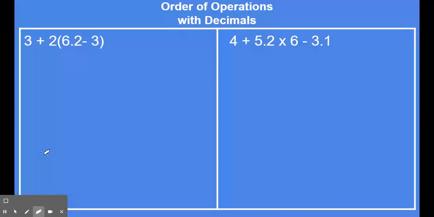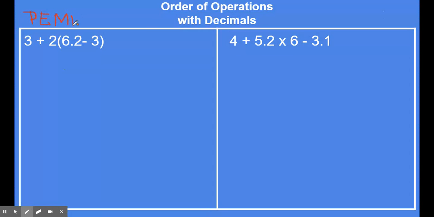Okay, so here's our example. So the first example that I see over here, it has 3 plus 2. I have to remind myself, what does it mean when I have a number next to a parenthesis? Oh yeah, it means to multiply. So I'm going to multiply. So after I find the answer to this, I will need to multiply. So the first thing I'm going to do is I'm going to write out the word PEMDAS up here.